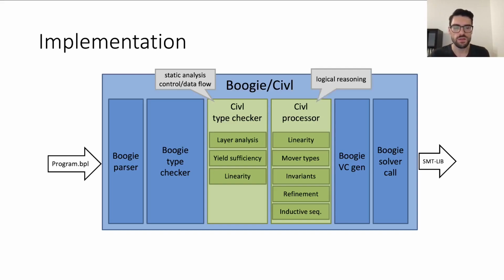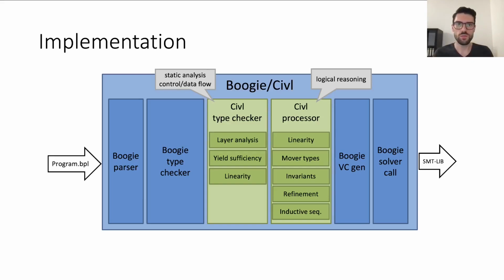The second phase, the Civl processor, is concerned with logical or semantical reasoning. It ensures that linear permissions are not duplicated, that mover types are correct, that invariants are correctly established and free of interference, that procedures refine their declared atomic actions, and that inductive sequentialization is correctly applied. Now, the output of the Civl processor is a collection of sequential procedures. So it essentially compiles away concurrency, such that the rest of the Boogie pipeline can take over and interact with the SMT solver.